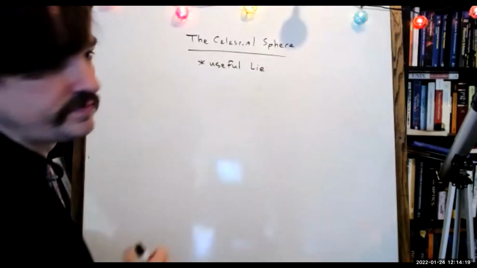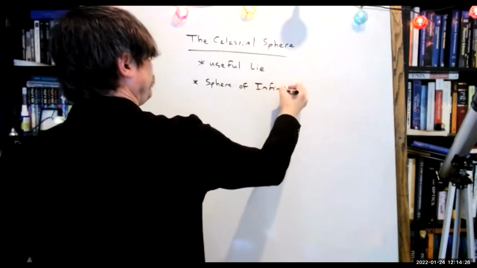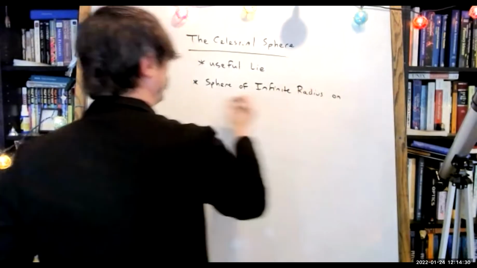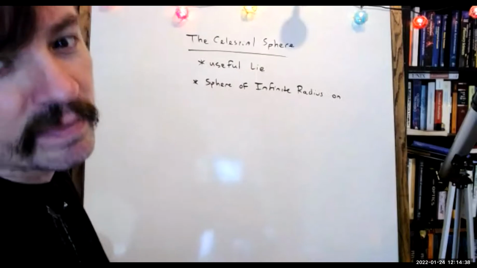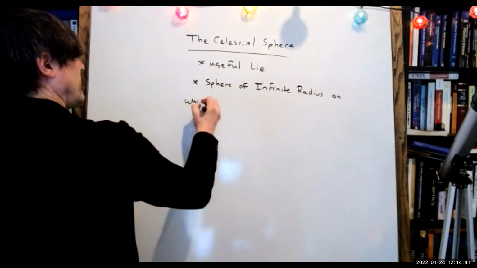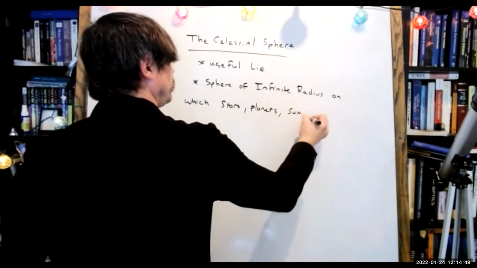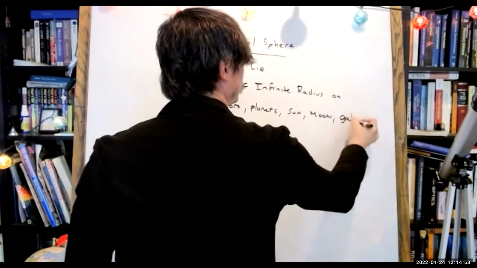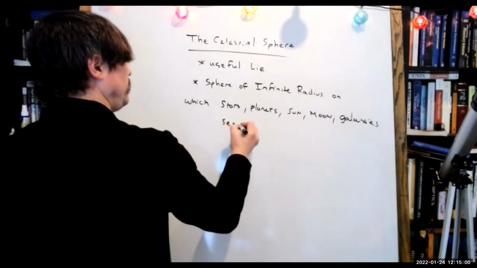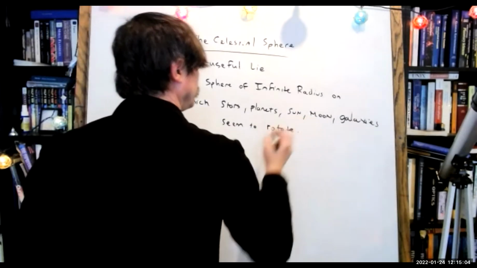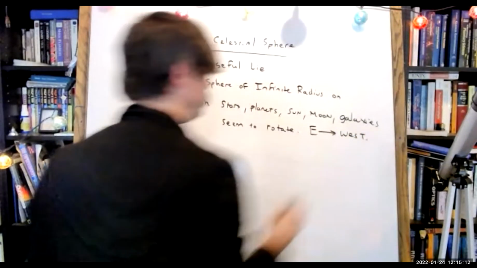is a useful lie. The celestial sphere is a sphere of infinite radius, which means we're not going to be paying attention to how far away the objects are. We're just leaving that, so they're so far away that it's pointless to even think about it. A sphere of infinite radius on which stars, planets, sun, moon, and yes, galaxies and nebulae and things, on which all the things that you see in astronomy seem to rotate. And of course, stars rise in the east and set in the west. So they rotate from east to west.